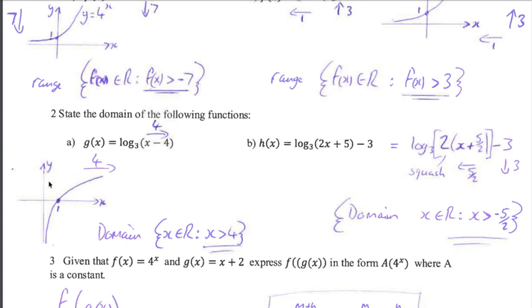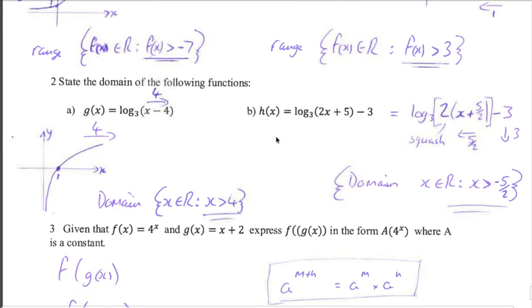If I move the whole curve along by 4, all of these values here will move along to here. So if I move it all along by 4, rather than x being greater than 0, x would have to be greater than 4. So x is an element of R where x is greater than 4.